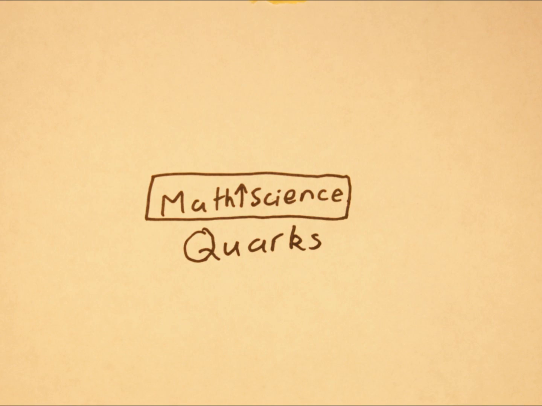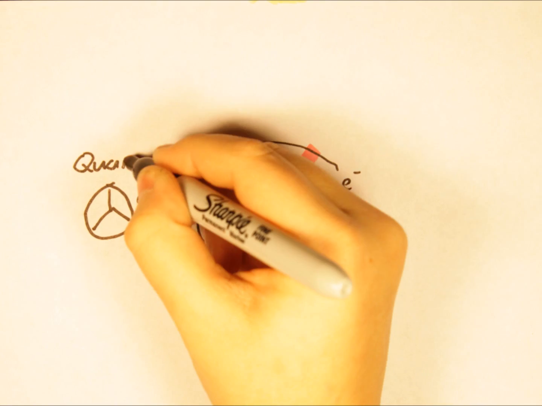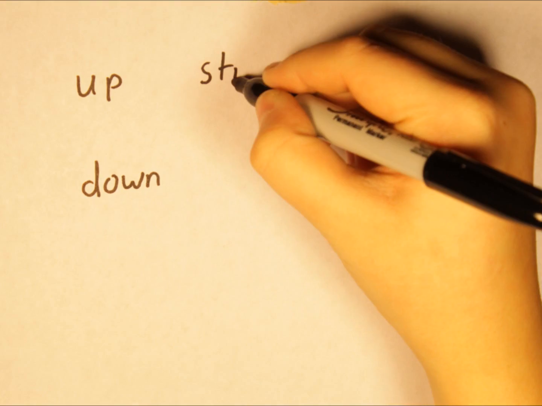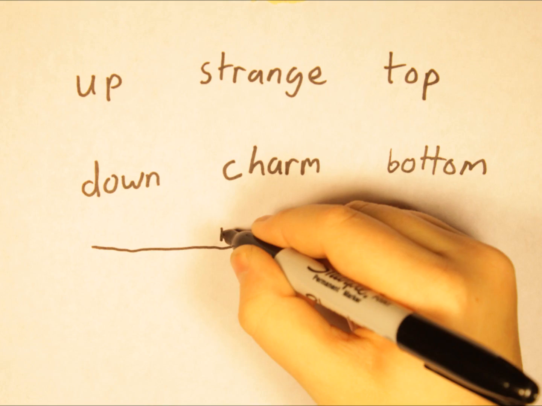Today we'll be talking about quarks. You may have learned in science class that the basics of an atom's nucleus is the proton and the neutron, but the basics that make up the proton and the neutron are the quarks. There are 6 main types of quarks. There are the up, down, strange, charm, top, and bottom.